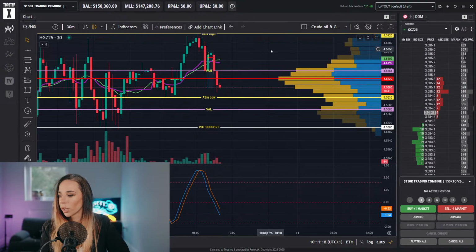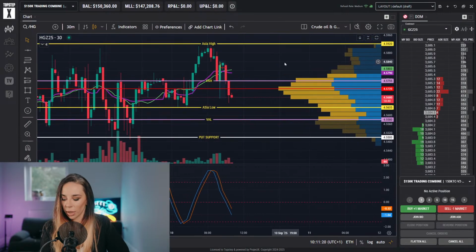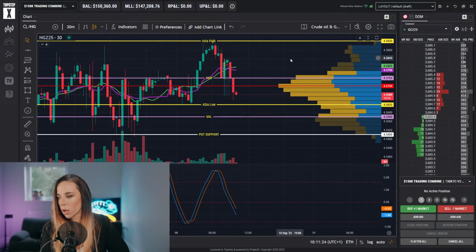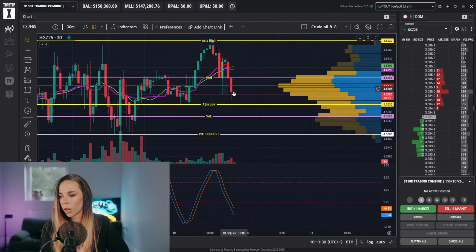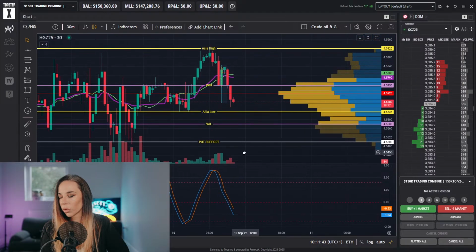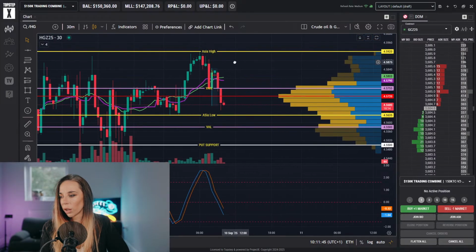Copper to me looks like fade the range sort of thing. So I wouldn't be trying any massive swing trades here. Maybe looking to just go down to the put support and then fade it back into the value. That could be one setup. Don't hold it too long, obviously.